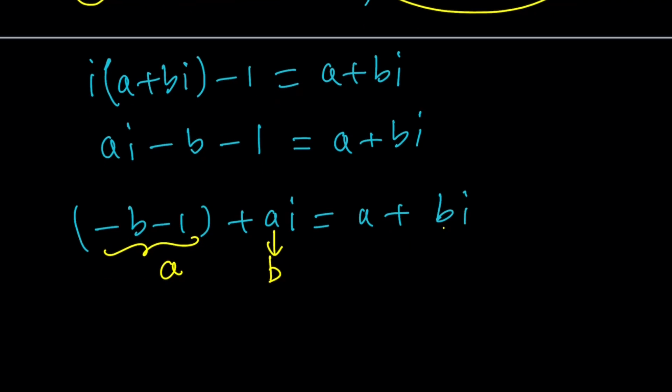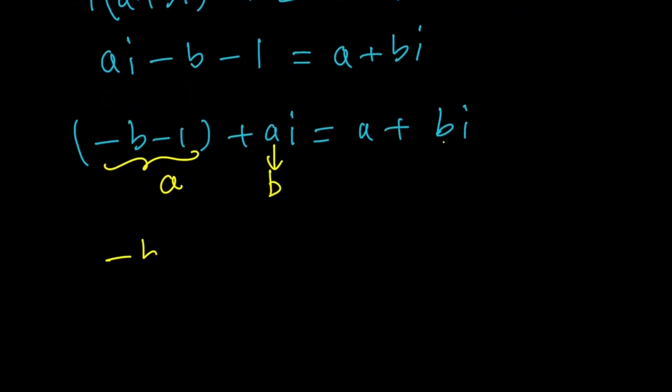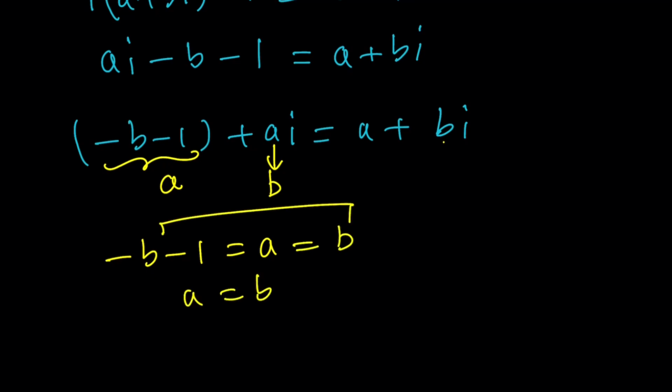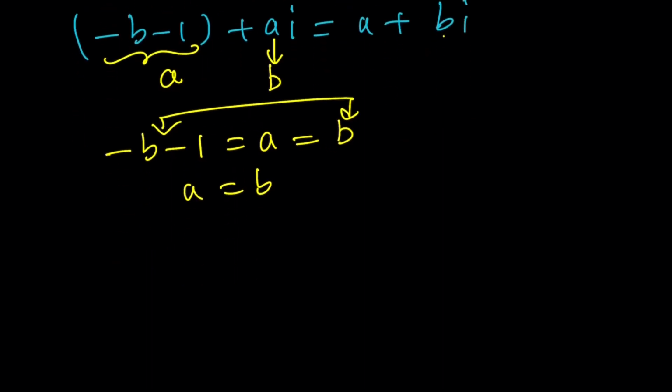What does that mean? It means that we have a system of equations. -b minus 1 is equal to a, or a is equal to b. But since a is b, we can replace a with b and now solve for b from here. Easy, right? So put the b's on the same side. You get 2b equals, or not 2b, yay.